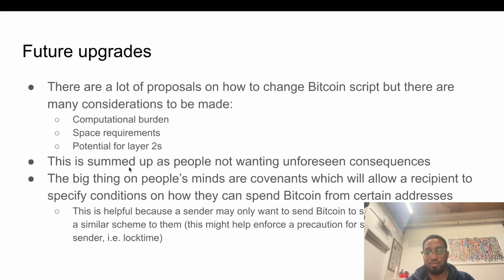So this is summed up as people not wanting unforeseen consequences. And the big thing on people's minds right now with respect to unforeseen consequences in upgrades to Bitcoin script are covenants, which will allow a recipient to specify conditions on how they can spend Bitcoin from certain addresses. So this is helpful because the sender may only want to send Bitcoin to someone who's involved in a similar scheme to them. This might help enforce a precaution for someone stealing from the sender.